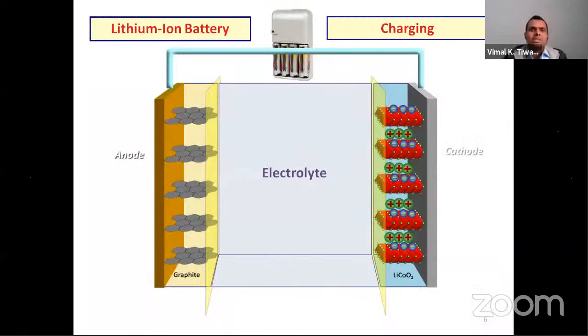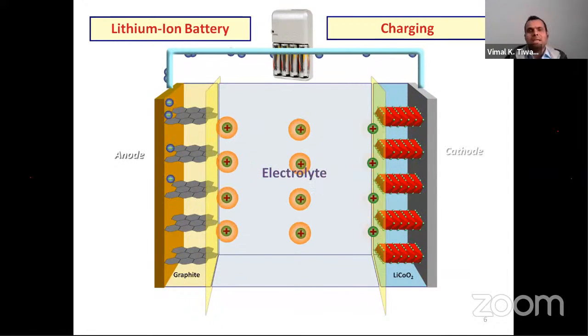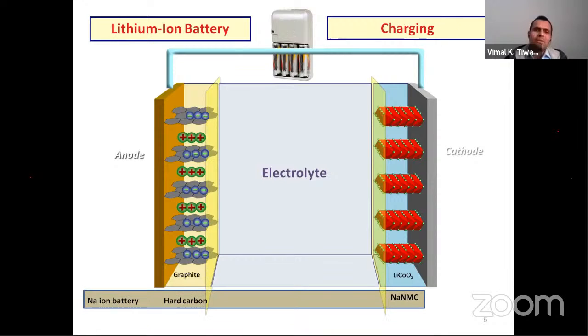So this is how the charging and discharging occurs. So there is a model for the lithium ion battery. So during the charging, the lithium ion moves from the cathode to anode, and electron passes to the external circuit. And anode is made of graphite, whereas cathode is made of lithium cobalt oxide. For sodium ion batteries, the mechanism is the same for charging. Just we use hard carbon in place of graphite, and NMC, meaning sodium nickel manganese cobalt oxide, we use as a cathode. There are many cathodes. So this is just an example for sodium ion battery.